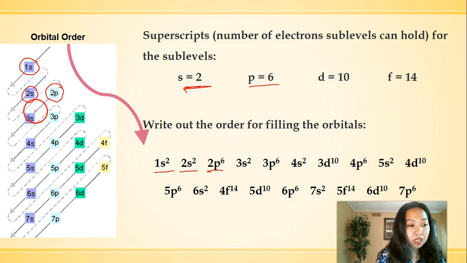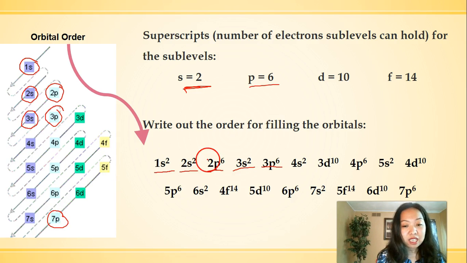And again, the next one would be 3s, so 3s2. Next, after 3s2, 3p6. Okay, p can hold 6, so 3p6. So just follow the arrows until we get to the very end, which is 7p6. So this whole illustration, the orbital order, is written out as 1s2, 2s2, 2p6, 3s2, 3p6, 4s2, 3d10, 4p6, 5s2, 4d10, 5p6, 6s2, 4f14, 5d10, 6p6, 7s2, 5f14, 6d10, and 7p6.